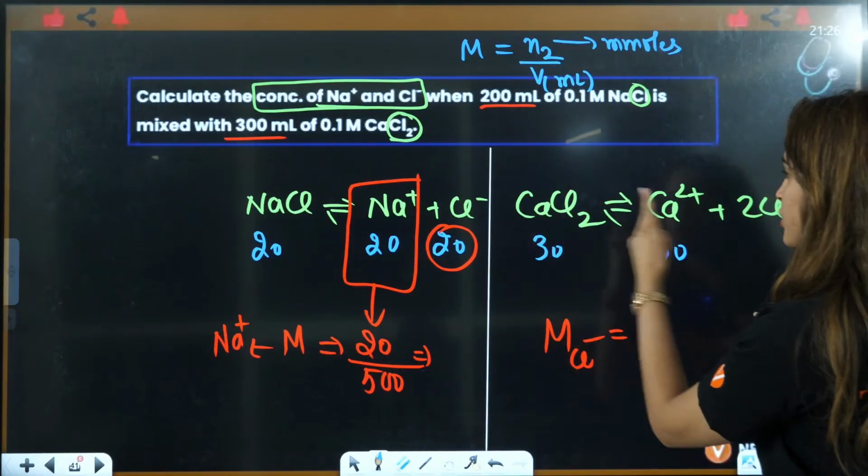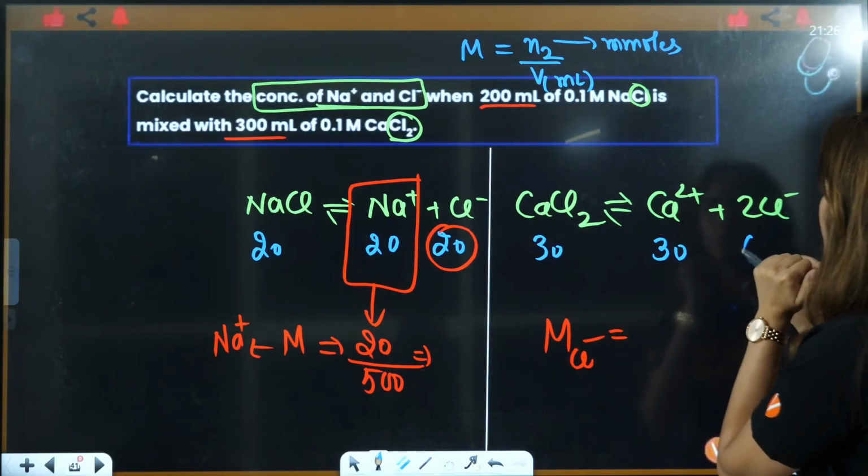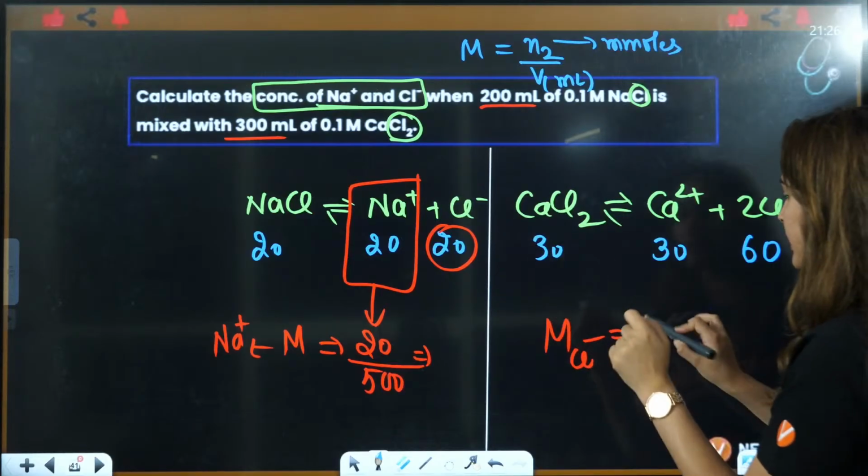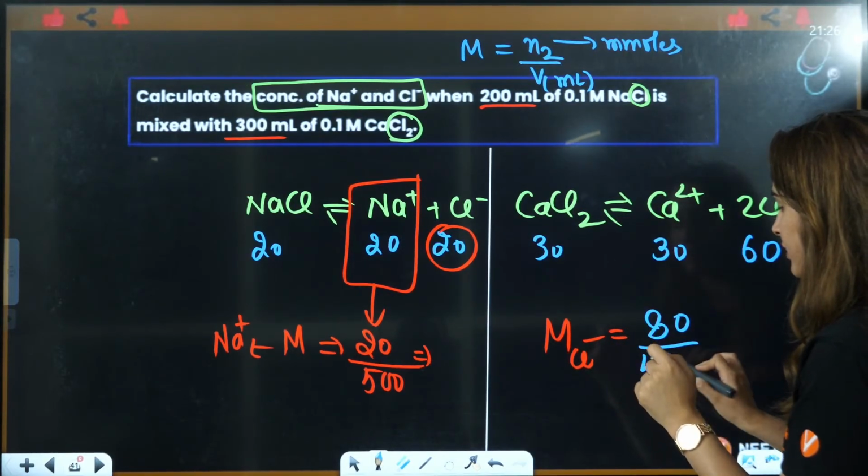This is 1, so this will be 1, this will be multiplied by 2, so this will be 60. 60 plus 20, this will be 80 by 500, right?